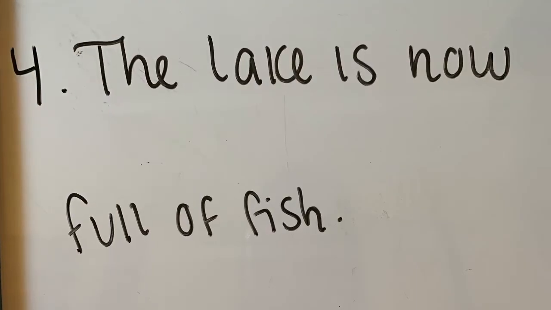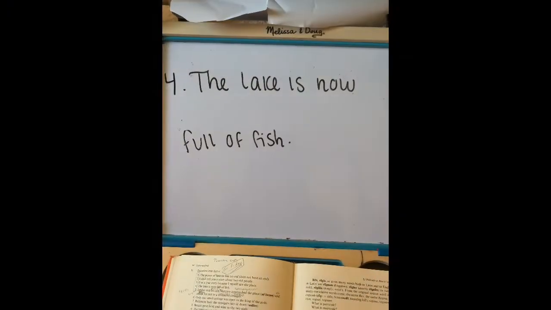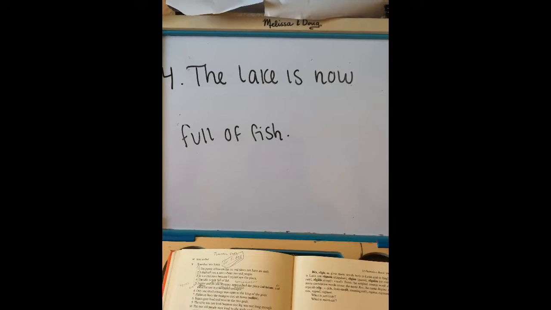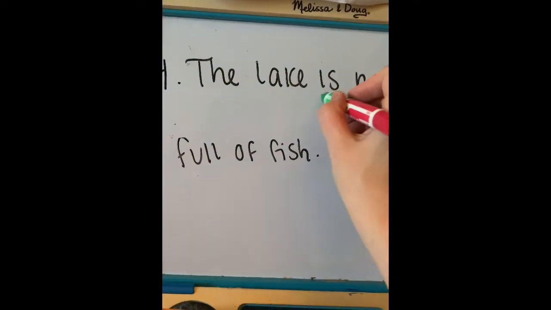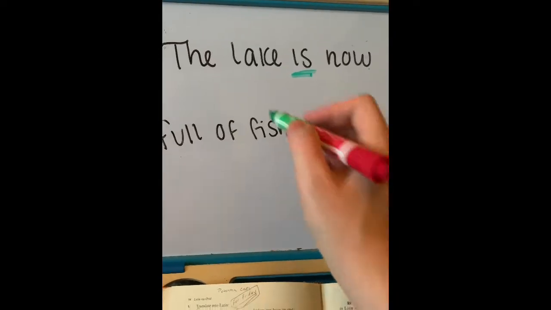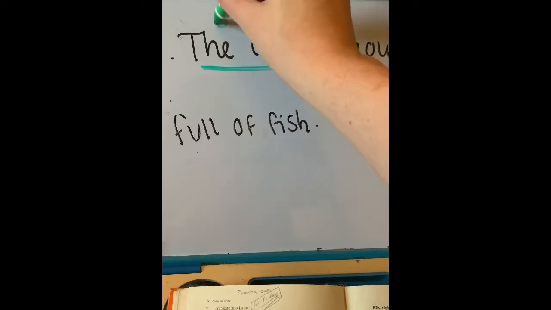For number 4, we've got a real simple one here. The lake is now full of fish. Here we go. So we're starting really simply. We find our verb, and our verb in this sentence is pretty simple. It just is. So something is something else. It's pretty straightforward. The thing that is the lake, that's our subject. So that's what we're dealing with here.